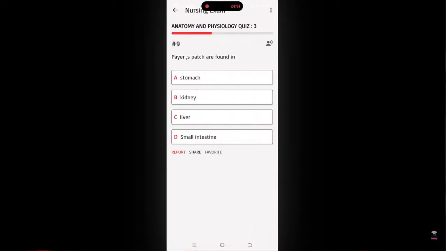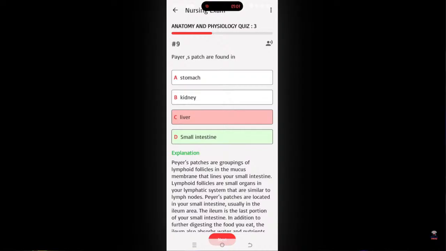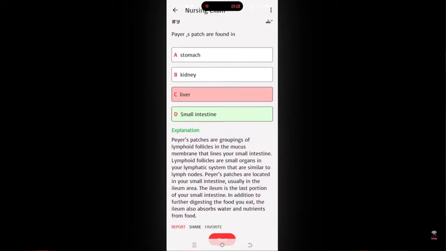Peyer's patches are found in A. Stomach. B. Kidney. C. Liver. D. Small intestine. Correct answer is D. Peyer's patches are groupings of lymphoid follicles in the mucous membrane that lines your small intestine. Lymphoid follicles are small organs in your lymphatic system that are similar to lymph nodes. Peyer's patches are located in your small intestine, usually in the ileum area. The ileum is the last portion of your small intestine. In addition to further digesting the food you eat, the ileum also absorbs water and nutrients from food.